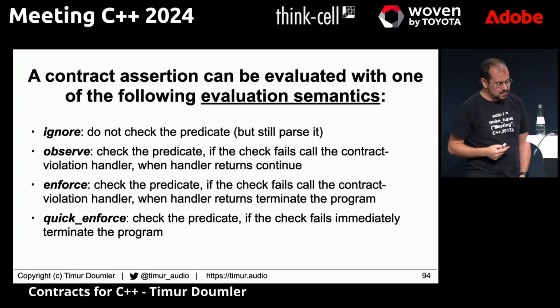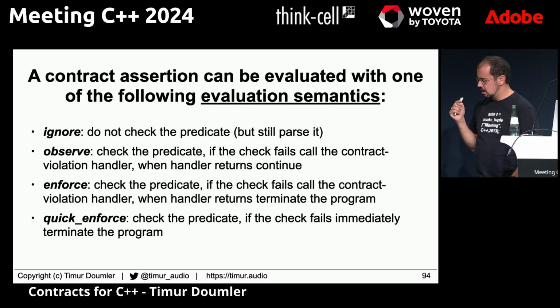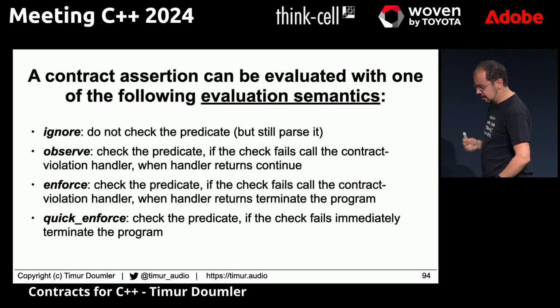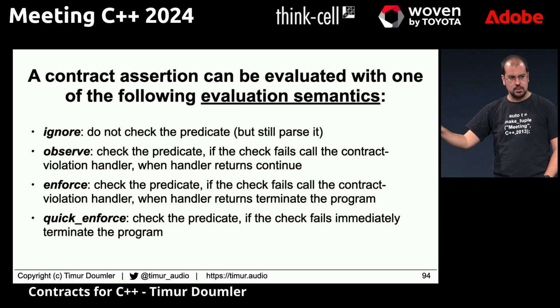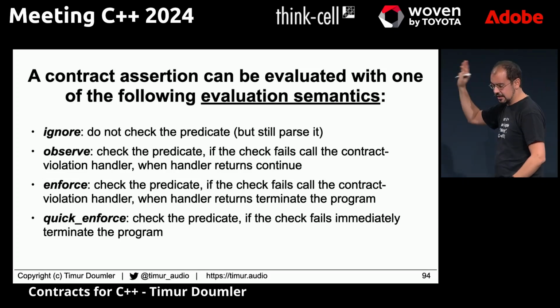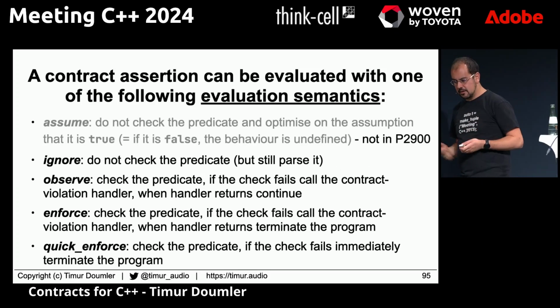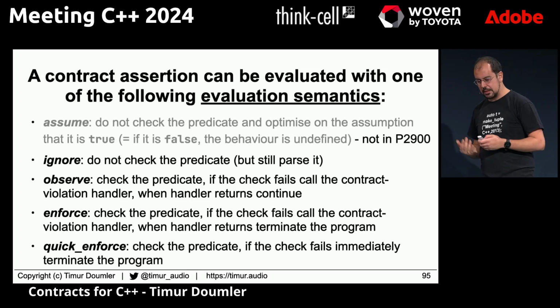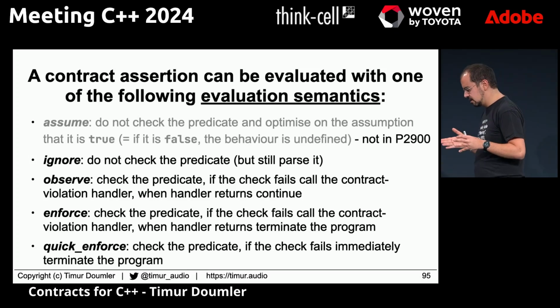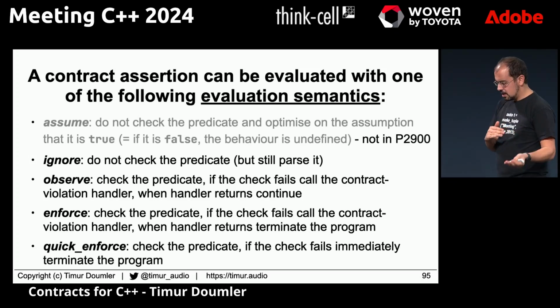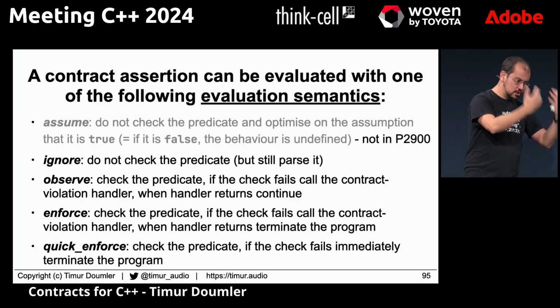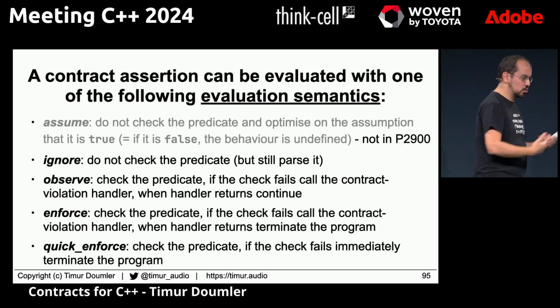And then there's a fifth semantic, which we don't propose in this paper because this is one of those use cases that we decided not to cover in the MVP because it doesn't have to do with identifying defects, which is our focus here. But it kind of exists. It is the so-called assume semantic, where you don't check the predicate, but it's not like ignore. It is that you then assume that the predicate is true and you optimize the program based on that assumption.